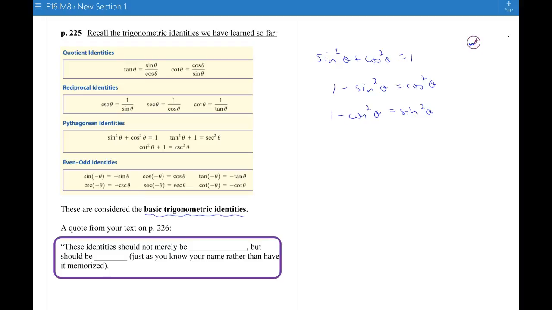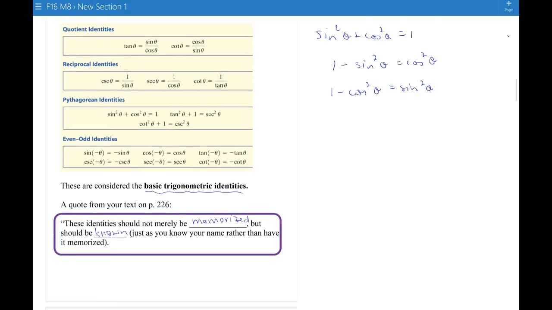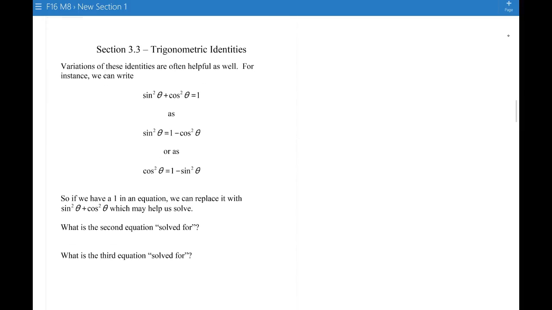So these identities should not merely be memorized, but should be known, just as you know your name, rather than have it memorized. So it needs to just be tip of your tongue. In a moment, you've got it. You don't have to think for a long time about it.